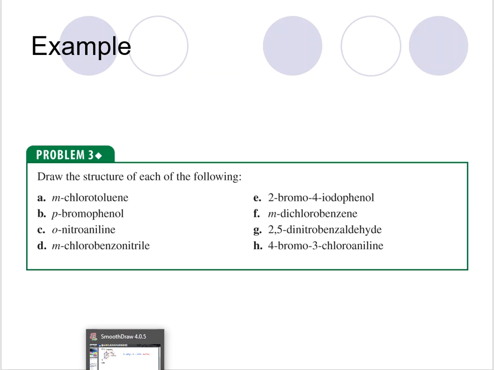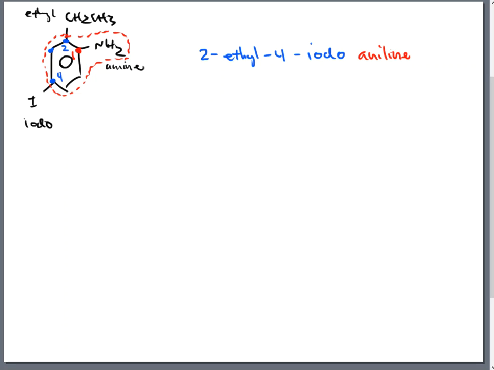So we're going to go through each one of these, and we're going to have to draw the structures of them. So the very first one was M-chlorotoluene. All right, so here is my benzene ring. I better know to start here. If not, you've not been paying attention. So here's the benzene ring, and I'm just going to put the toluene piece up here because it said M-chlorotoluene.